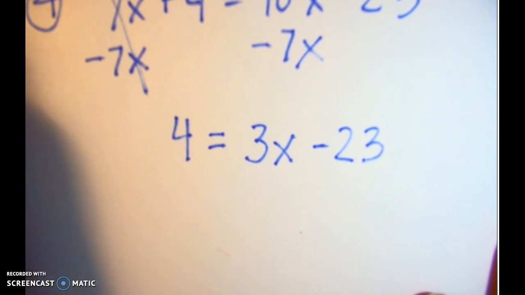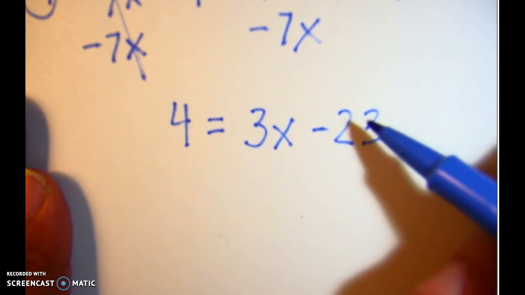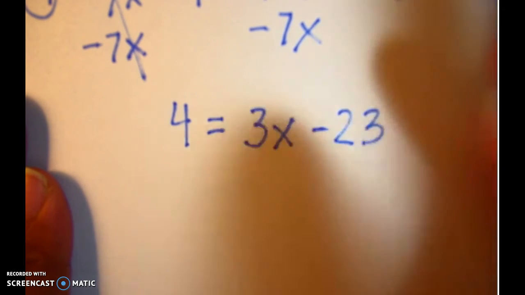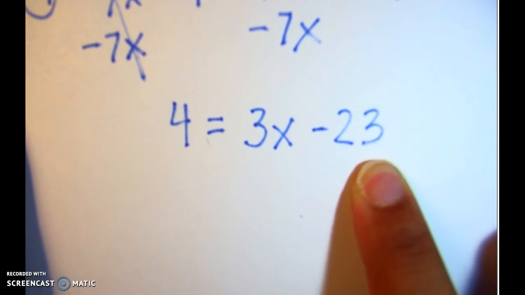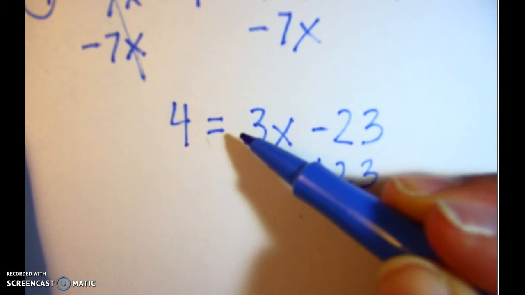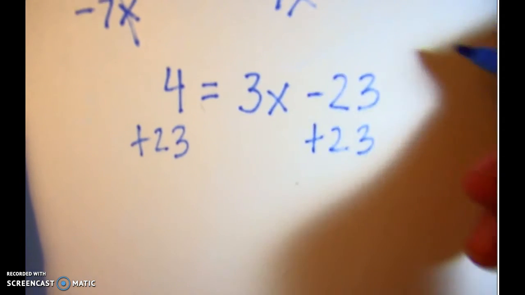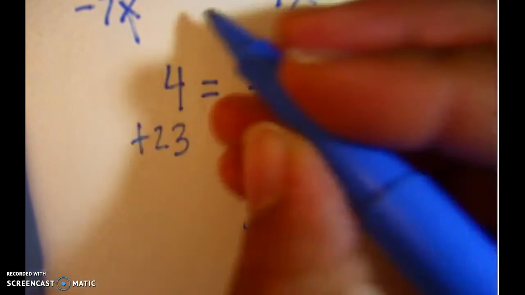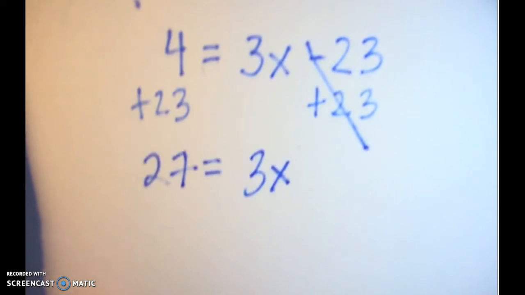So the easiest way to do that is just to add 23 to both sides. I'm adding 23 because it's a minus 23 here. And if I want to get rid of this so that only the 3x is on this side, I have to undo subtracting 23, which is adding 23. Whatever you do to one side of the equal sign, you have to do to the other. So now 23 minus 23 just leaves 3x. And if I do 4 plus 23, I have 27.